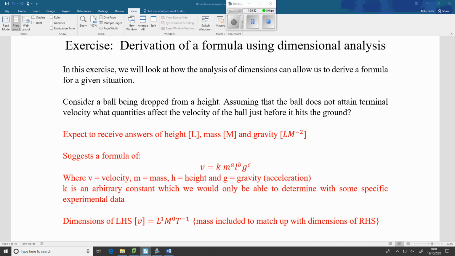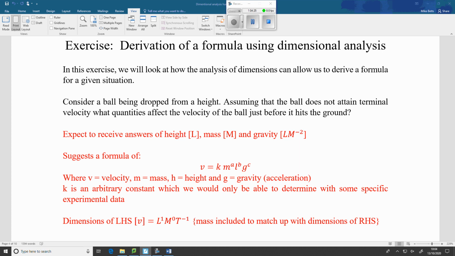M is mass. L is height. You better call that height, really, wouldn't you? That's a length. L, height. G is acceleration. Yep. And like I said, that K is a constant that we don't know and couldn't find without getting some experimental data to put in our formula when we finished it. Okay.